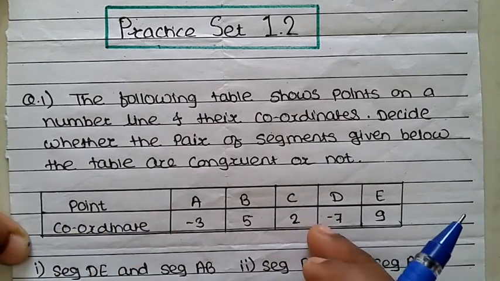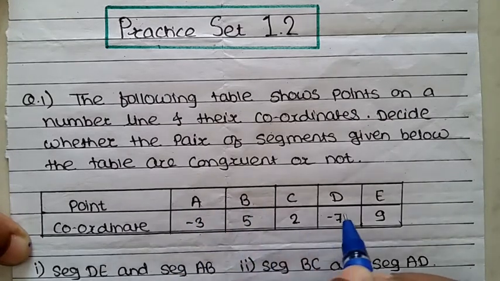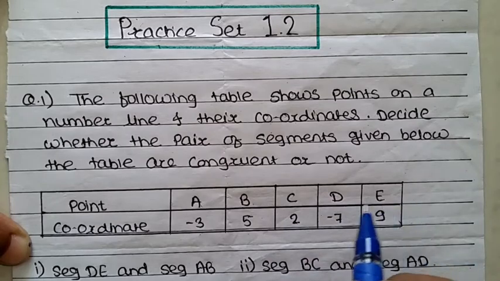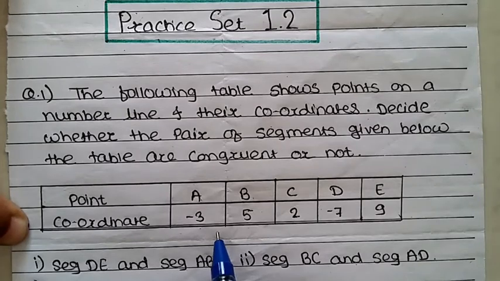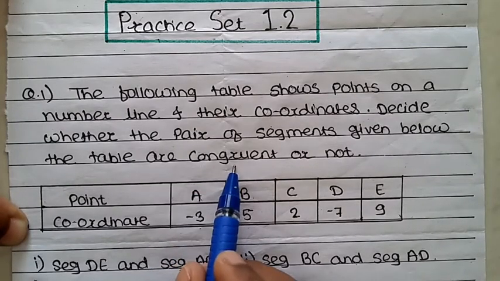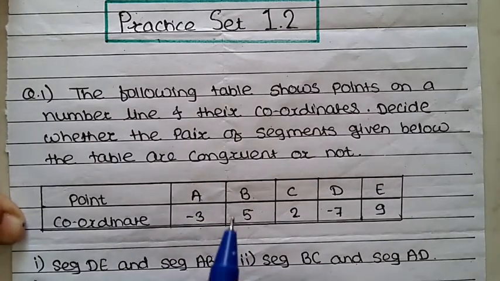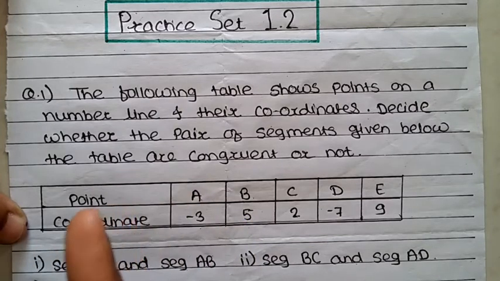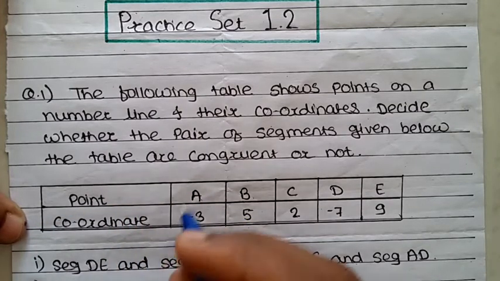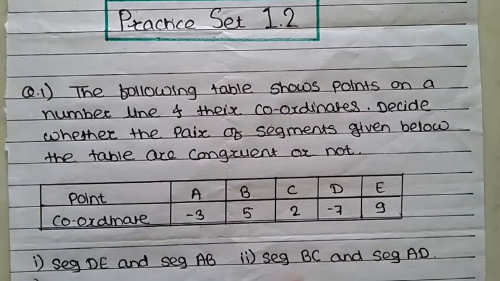In this table the coordinates of the points are given. The coordinate of point A is -3, B is 5, and similarly C, D and E. We want to show the congruent segments. Congruent means similar segments. When we say that two segments are congruent, that means the distances between their two points are equal. Then and only then can we say the given segments are congruent. So we will start here.